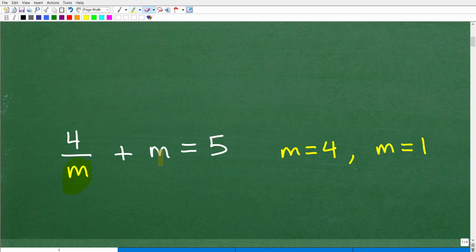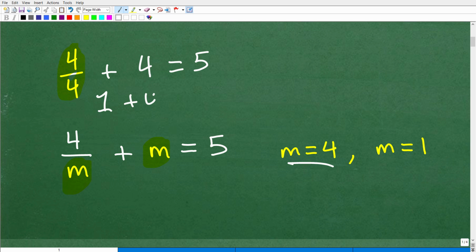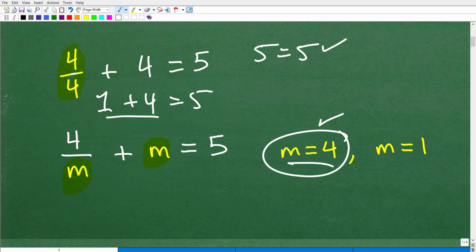We're just going to put these values in one at a time and see what we get. So let's plug in 4 for m. This will give us 4 over 4 plus m, it'll be 4 right here. Is that equal to 5? Well, what's 4 divided by 4? 4 divided by 4 is 1. 1 plus 4, is that equal to 5? Well, 1 plus 4 is 5. 5 is equal to 5. That is a true statement. So that is a good solution.